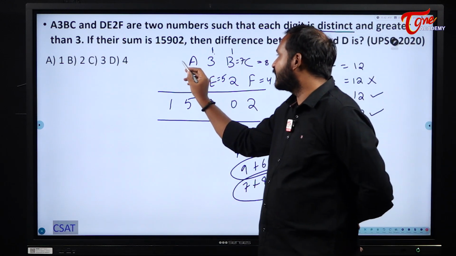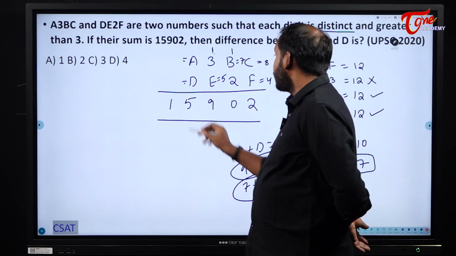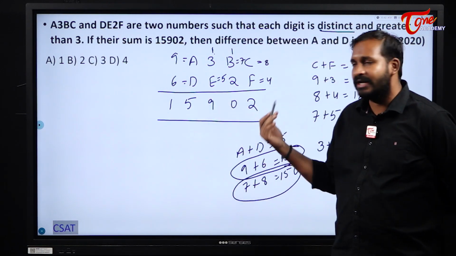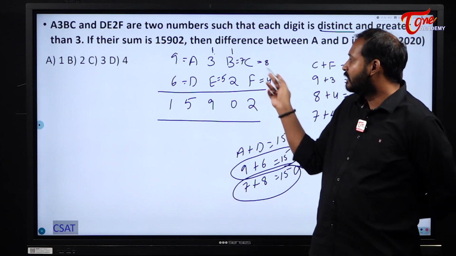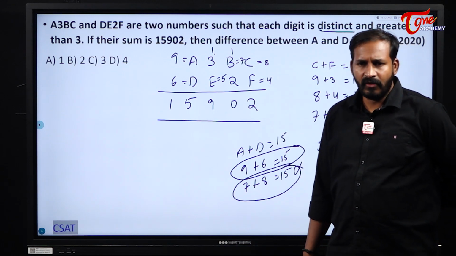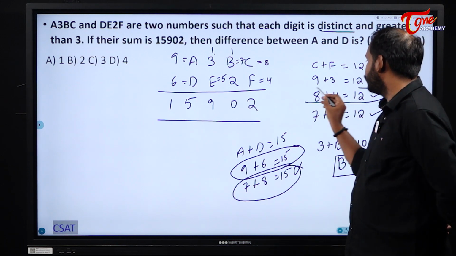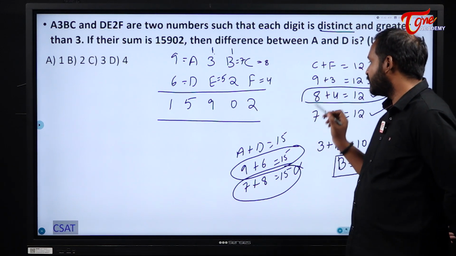So A and D values I can take here as 9 and 6. A can be 9 or 6. D can be 9 or 6. Anything can be interchanged, similar to C and F. Okay. Now please observe here students. What I have taken for A plus D as 8 and 4. Sorry, C plus F as 8 and 4.